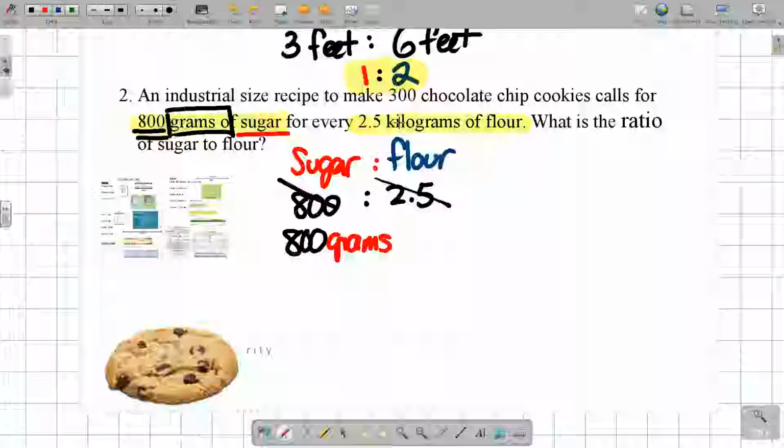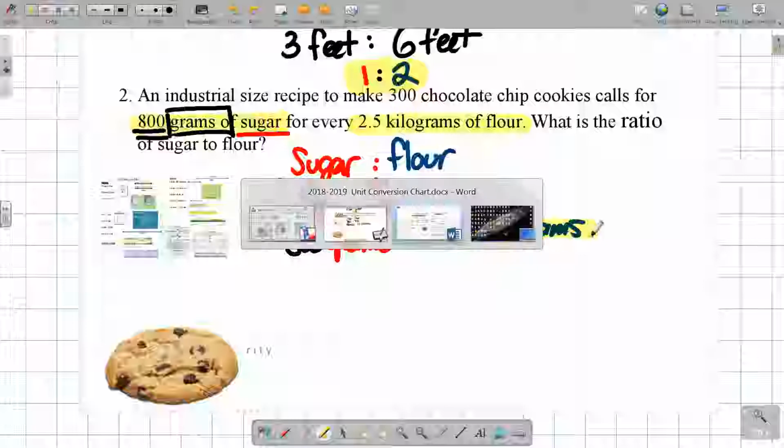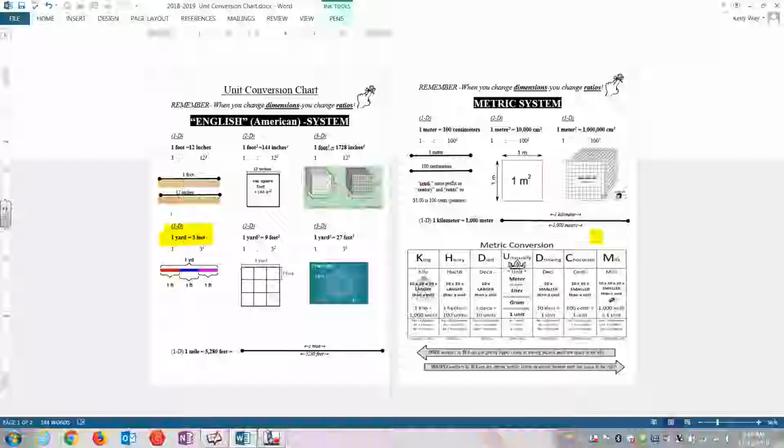To 2.5 kilos of grams of flour. So step 1 is to get in the same unit, and it's always easier to go from the larger to the smaller unit. So the question you have to ask yourself is, how many grams in a kilogram?